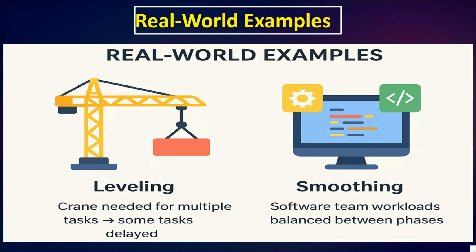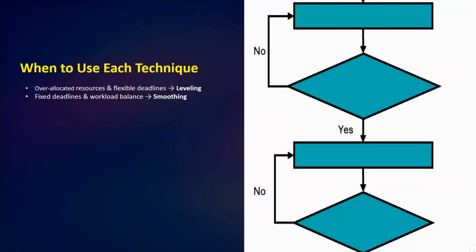second one. Here in a software development project, workload may not be evenly distributed across the phases. With resource smoothing, tasks are shifted within the available float to balance the team's workload without delaying the project's final delivery date. Okay, so I hope this is clear. Next we have when to use each technique.